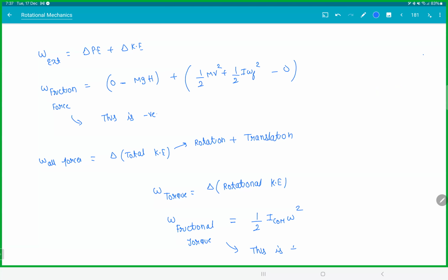Now, this is a concept which you should have an idea about. That work done by torque is only change in rotational kinetic energy, whereas work done by force is all types of kinetic energy. This is clear, everyone.